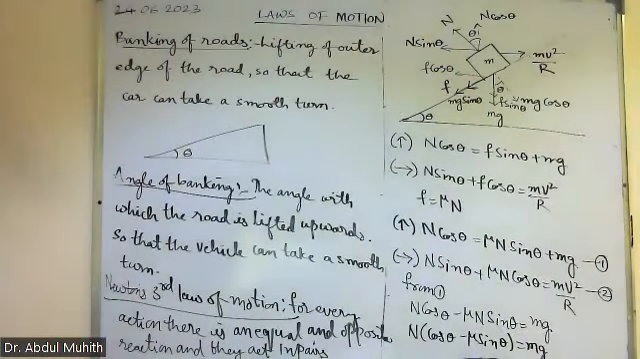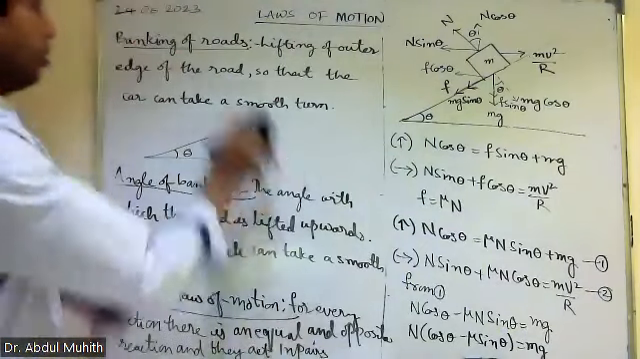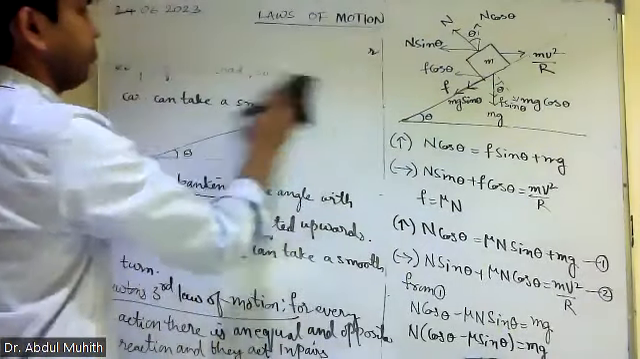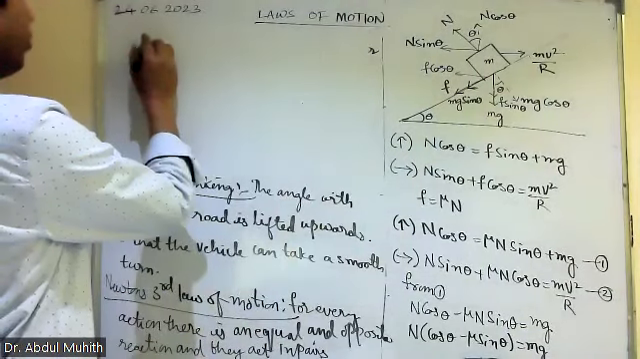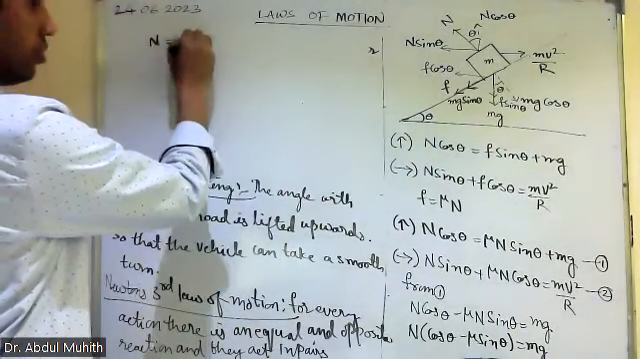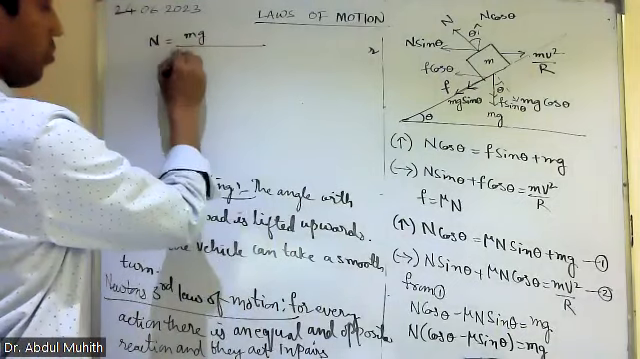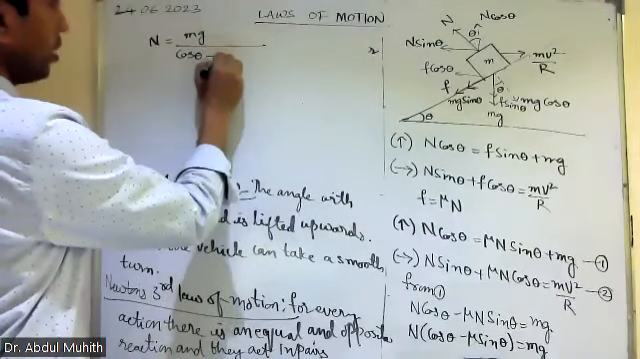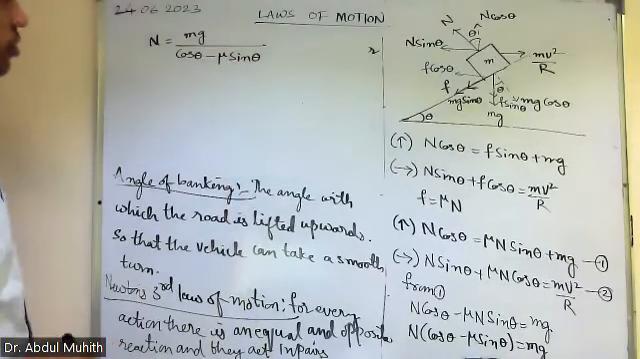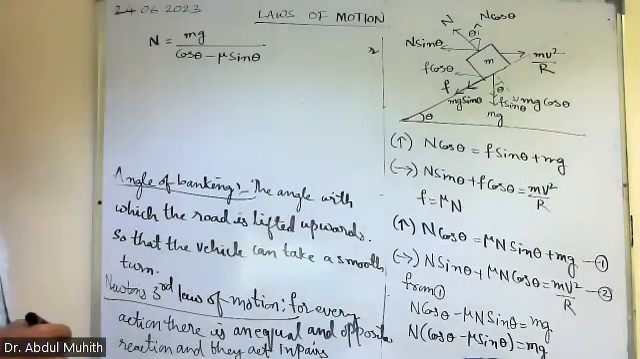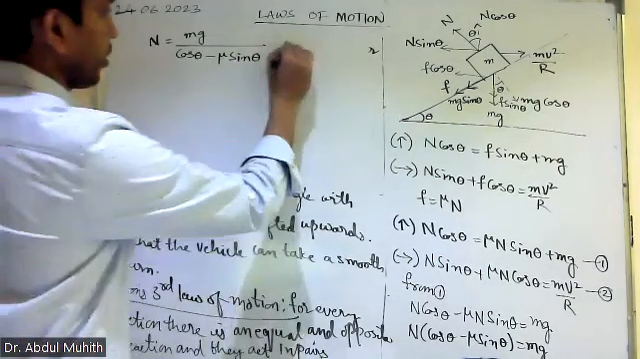Now cross multiply that. So here n is equal to mg by cos theta minus mu sin theta. This is the one we got. Let it be equation number 3.